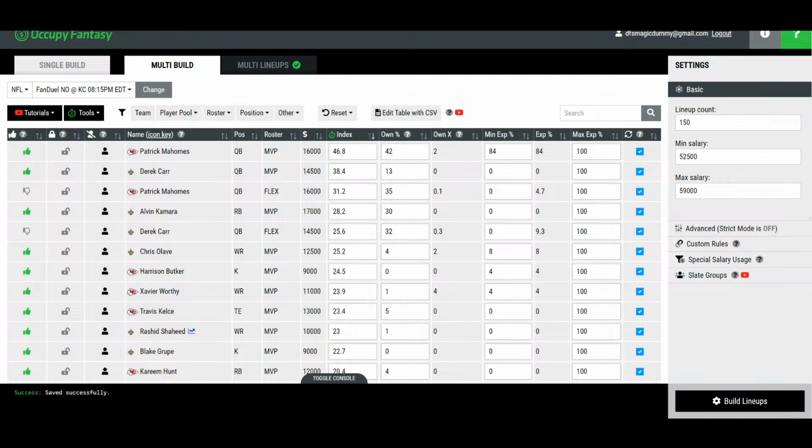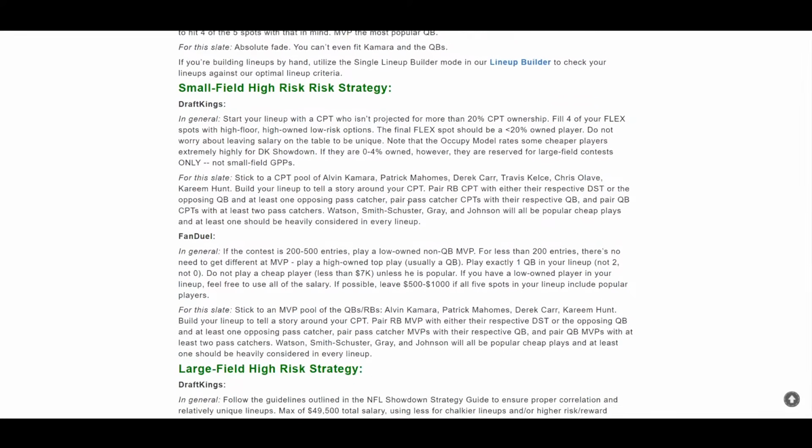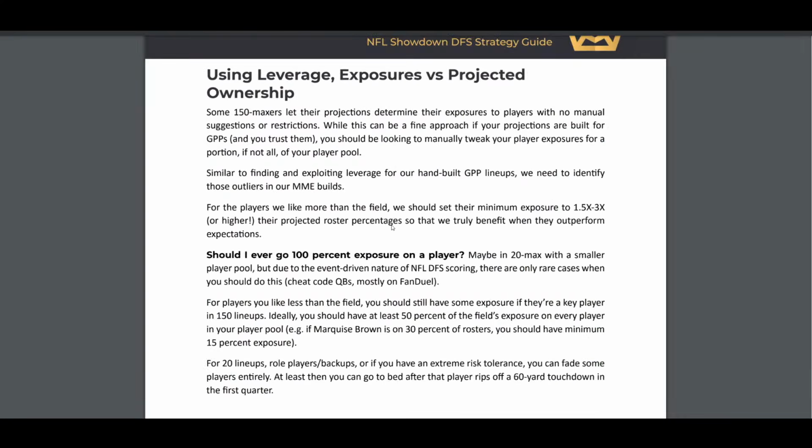Great question. Let's go to the daily plug. And we see large field, high risk strategy, FanDuel: max of 59,000 total salary, using less for chalkier lineups and or higher risk reward tolerance. Also, let's go to the captain spot guide and let's look at salary usage.